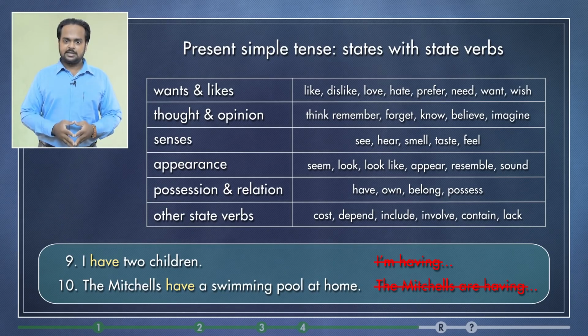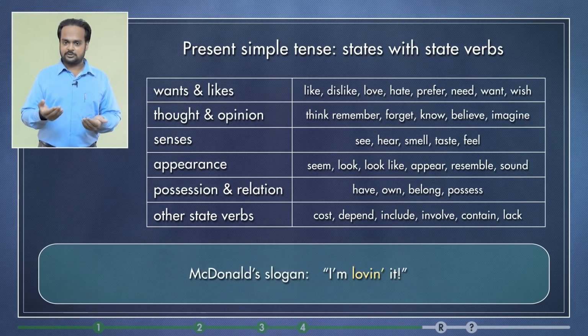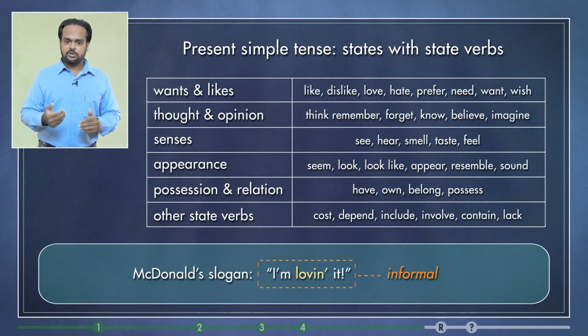Sometimes you will see state verbs used in ing forms. For example, McDonald's uses I'm loving it as their slogan. This usage is informal, and in most situations, when you see a state verb in ing form, it is informal use. In a different lesson, I will teach you where you can use continuous forms of state verbs correctly, but for now, as a general rule, just remember, always use state verbs in the present simple tense.